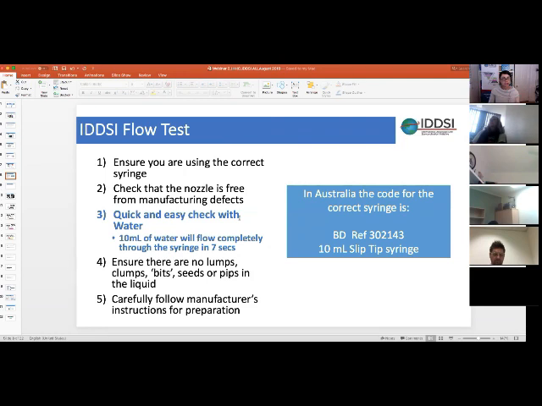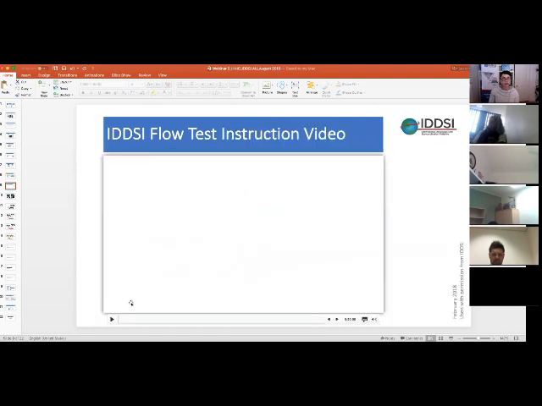When you're putting liquids through the syringe, it's important to make sure there are no lumps, no clumps, no bits, no seeds or pips, because they will all block the flow of the liquid coming out. It's also very important, if you're testing thickened liquids, to make sure you follow your manufacturer's instructions for preparation. So I'll play now for you the flow test instruction video. This is available on the IDDSI website as well.